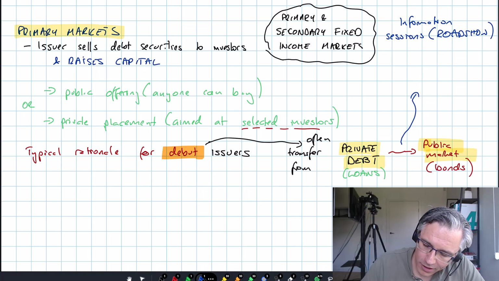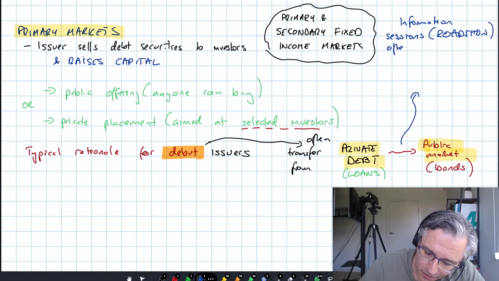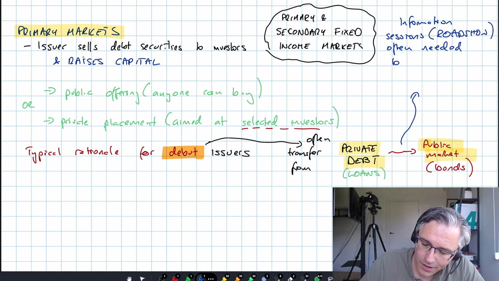So information sessions often are going to be needed or required simply to, as I said, acquaint investors with the issuer.